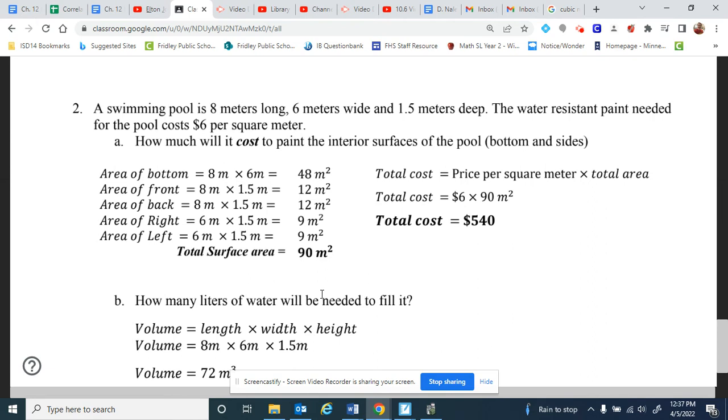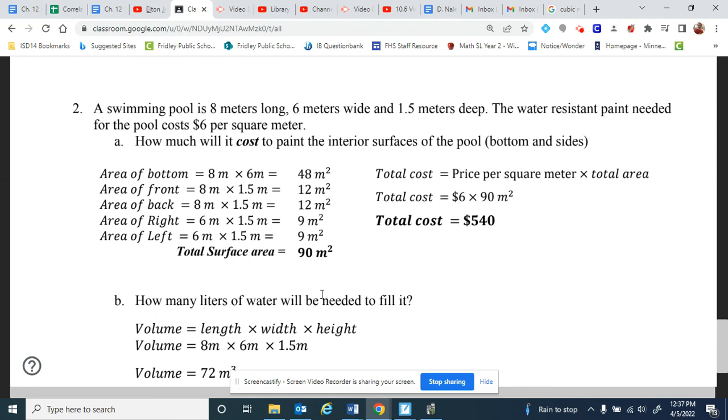Our second example is talking about a swimming pool. The swimming pool is 8 meters long, 6 meters wide, and 1.5 meters deep. And what we're going to do is take water-resistant paint, and we're going to paint the inside part of the pool. And the paint costs $6 per square meter. And we want to find out how much will it cost to paint the interior surfaces of the pool, the bottoms and the sides. So this is a surface area problem, not a volume problem, because we're going to just put the paint on the sides of the pool.